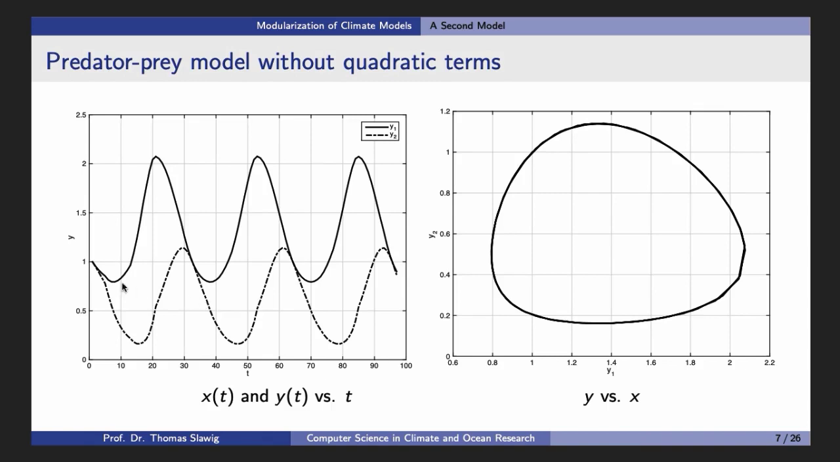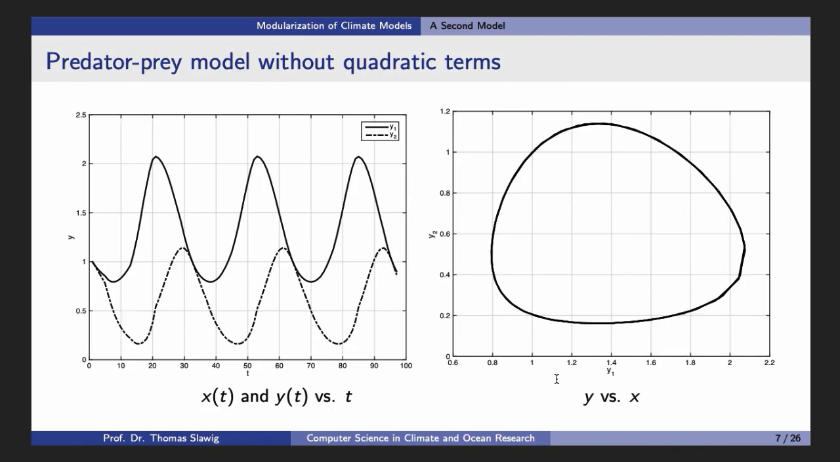If we plot x and y versus t, denoted here by y1 and y2, you can see that there's a periodic behavior of both species, but a little bit shifted. Of course, if one species goes down, the other will grow. For example, if there is a small population of predator, then the prey will grow, but then the predator population will also grow, which diminishes the prey population. And this can be easily seen in this picture.